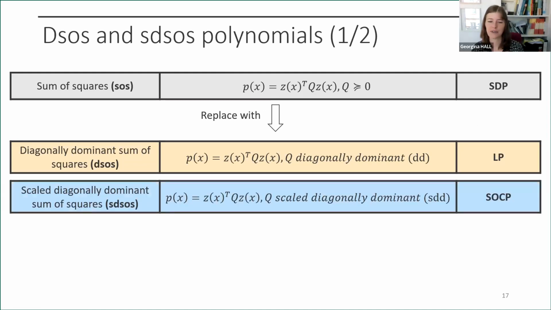And if that's not good enough, then you can trade off the DSOS with SDSOS, which is scaled diagonally dominant sum of squares. So essentially here you require that your polynomial be not a sum of squares, but an SDSOS polynomial. So instead of requiring that Q here be PSD, you require that Q be scaled diagonally dominant, or SDD. And this will be an SOCP to solve.